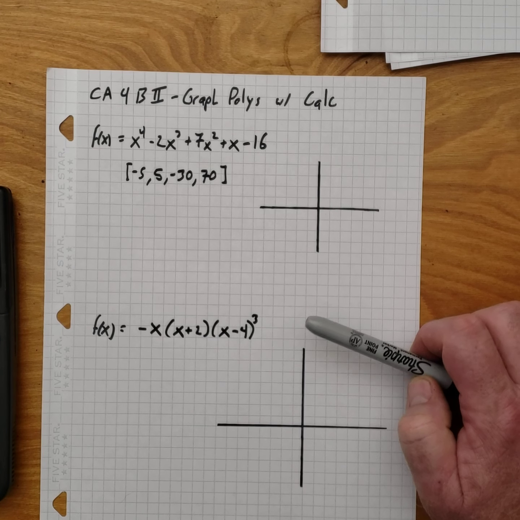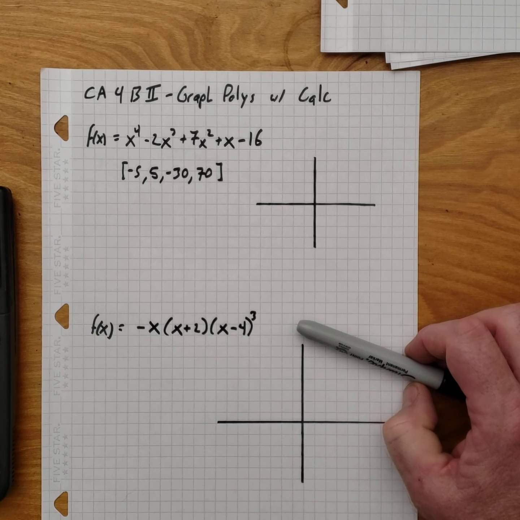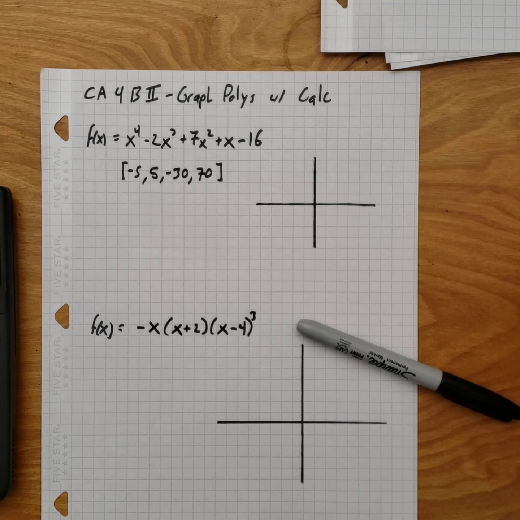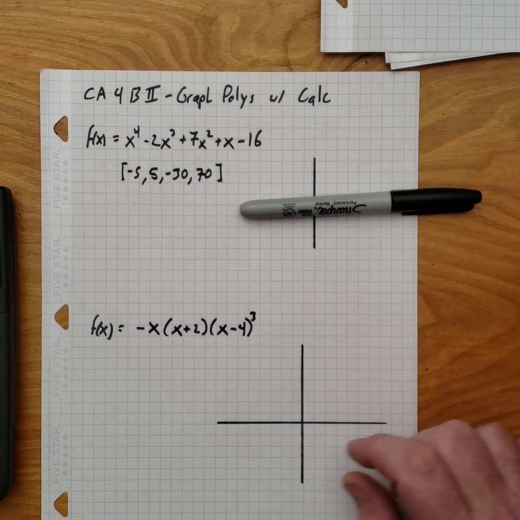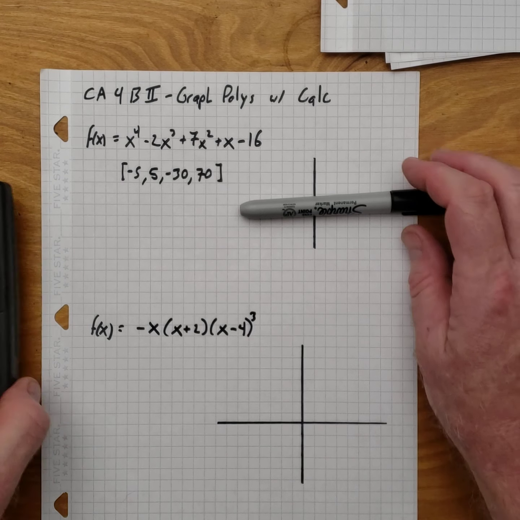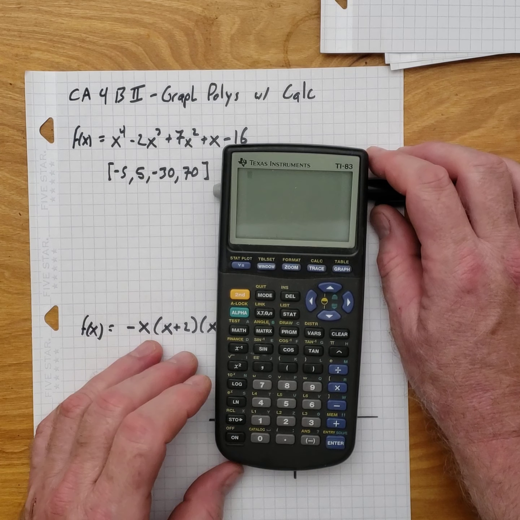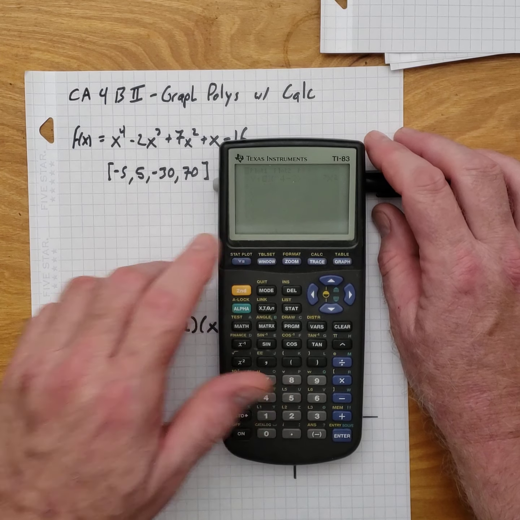Right, so we looked at how to graph polynomials by hand. This time we're going to look at how to graph them in the calculator. Now, graphing in the calculator is very similar to graphing anything in the calculator. We need to turn the calculator on. I'm going to tilt it here and try to correct some of that glare. Right, we turn our calculator on and we go to our y equals screen.